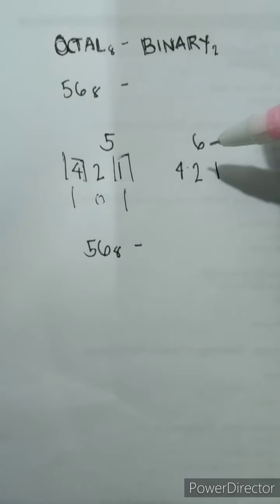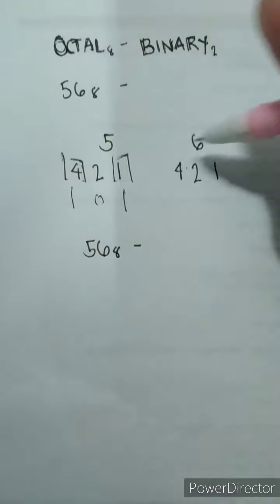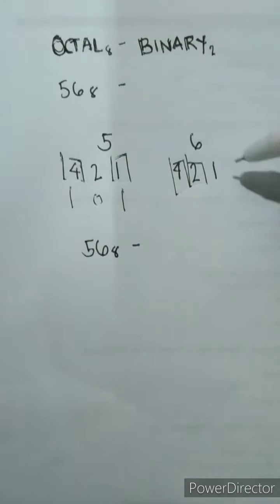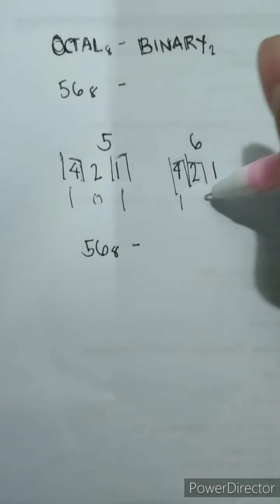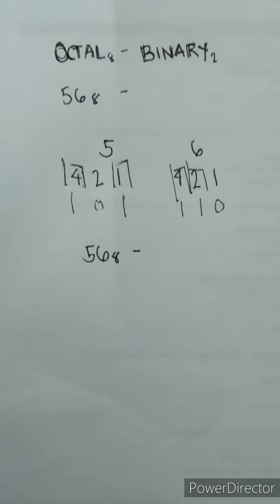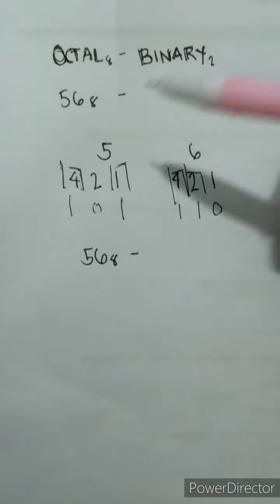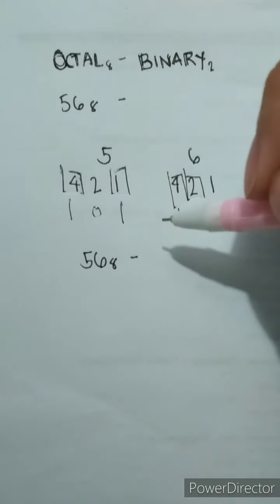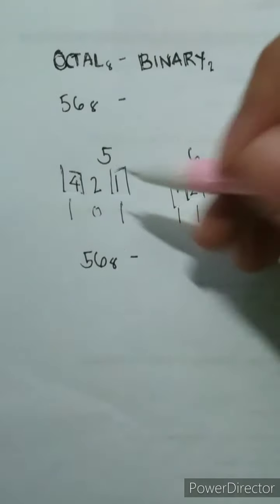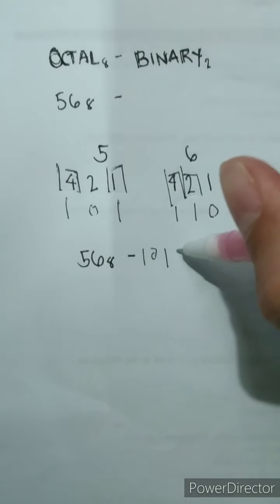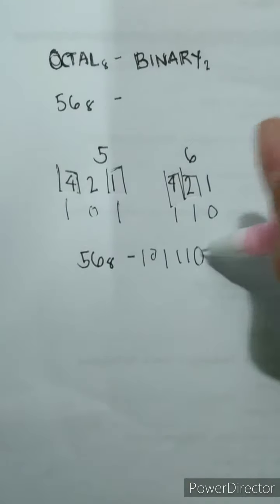Same as well for this one. So the sum of 6 will be 4 and 2, because 4 plus 2 will be 6. So let's put 1, and the empty one will be 0. So the octal will be 56, and the value of our binary will be 1 0 1 1 1 0 base of 2.